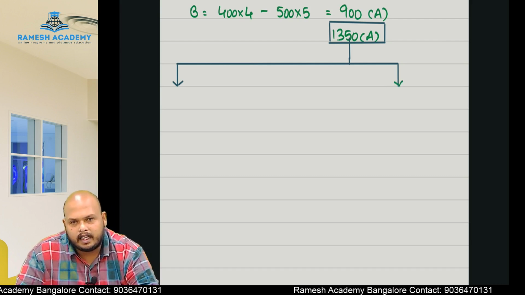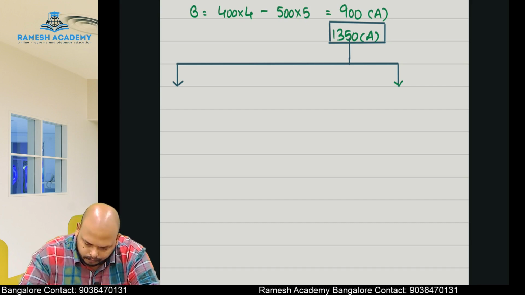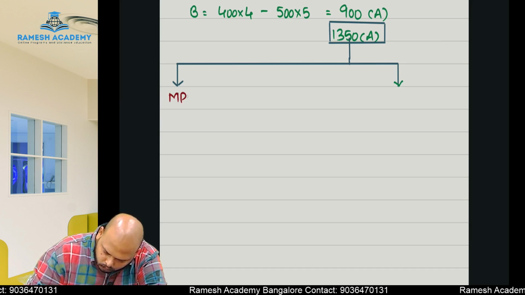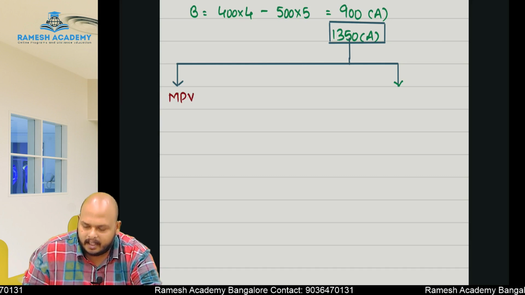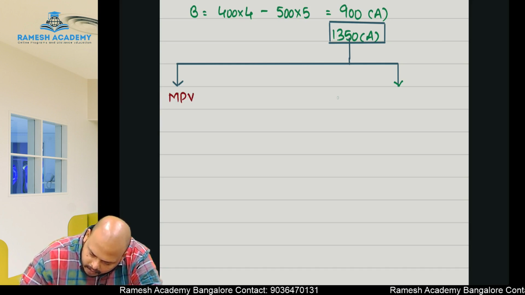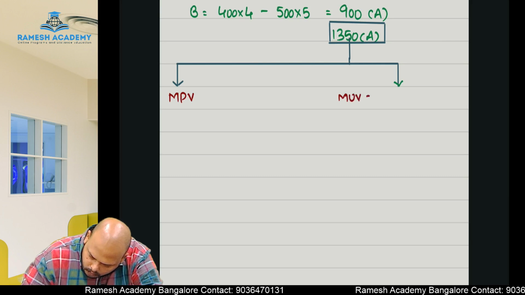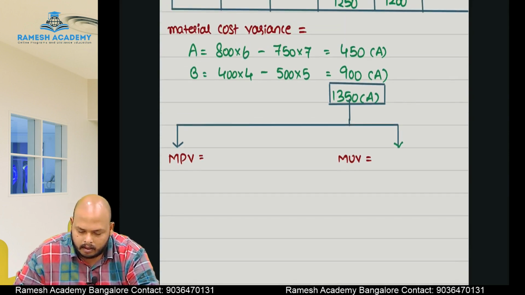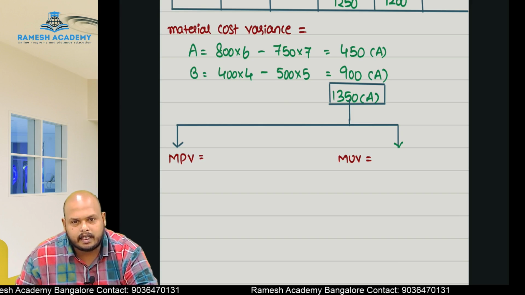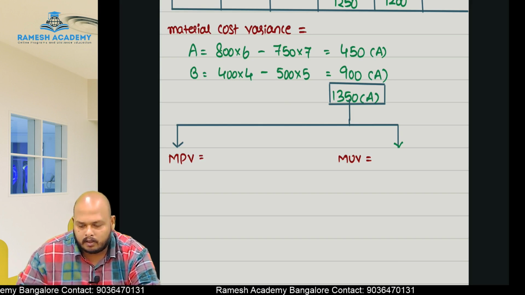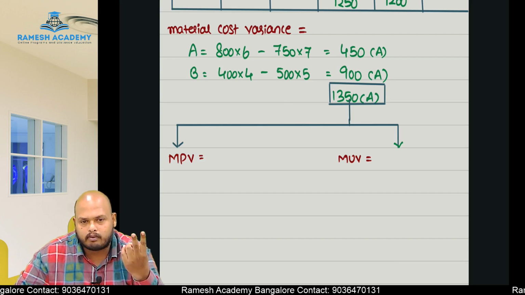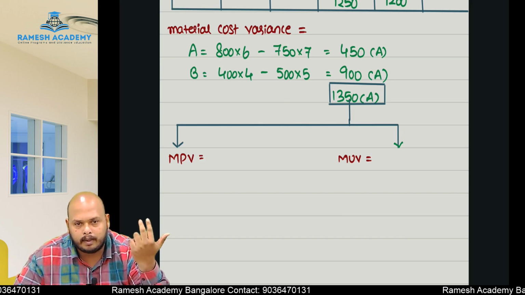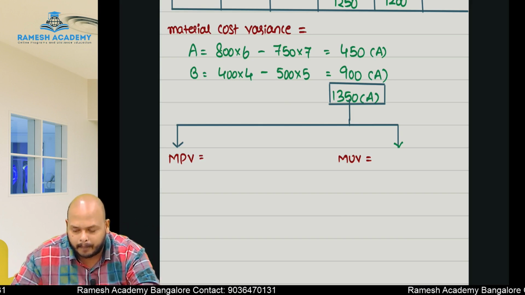Let us further analyze this. One is MPV, material price variance, and another one is material usage variance. First one is material cost variance and the second one is material usage variance. Why? Because this adverse 1350 is due to two factors. One is price, one is quantity. Quantity is nothing but usage. So the first variance is material price variance.